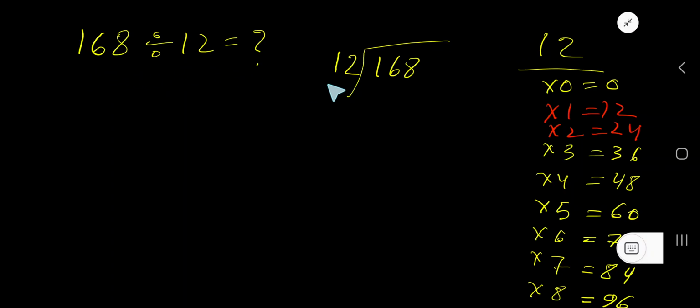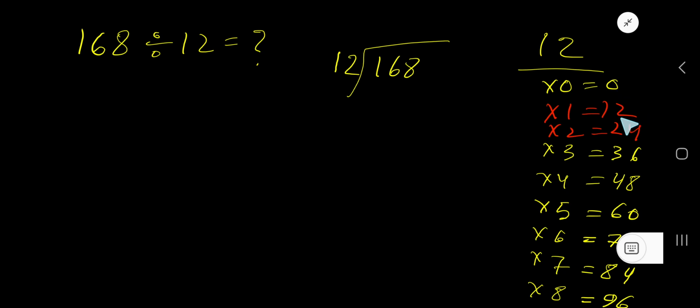168 divided by 12. Here 12 is a divisor, so we need the multiplication table of 12. 12 times 0 is 0, 12 times 1 is 12, 12 times 2 is 24, 12 times 3 is 36. To find the multiplication table of 12, just add 12 to the previous step.